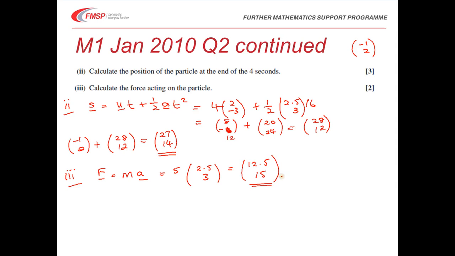So looking at the mark allocation, we would have a method mark for using a correct equation. Correctly substituting in the values gives an accuracy mark, and then working out the final position gave another accuracy mark. And then for part 3, correct method and getting the correct answer.